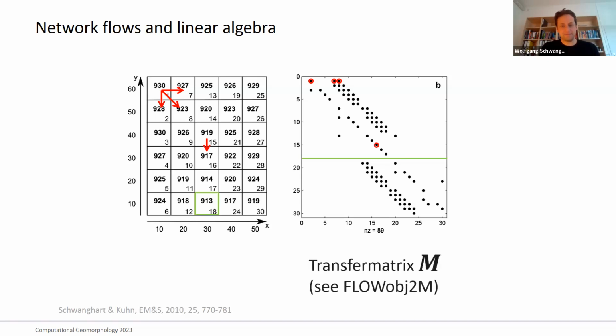And that is what is called the transfer matrix, M. And you see that it still exists in Topo Toolbox nowadays as a function which is called flow object to M. So if you need that matrix, that's your function.